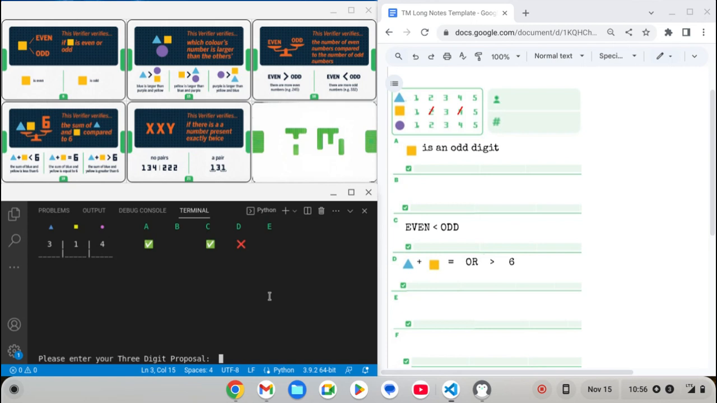So let's say 151. And just to double check, yes, of course, they're all odd, so that's good. Yeah, we have a majority of odds, and we have a sum of 6. Okay, well, let's give that a try.